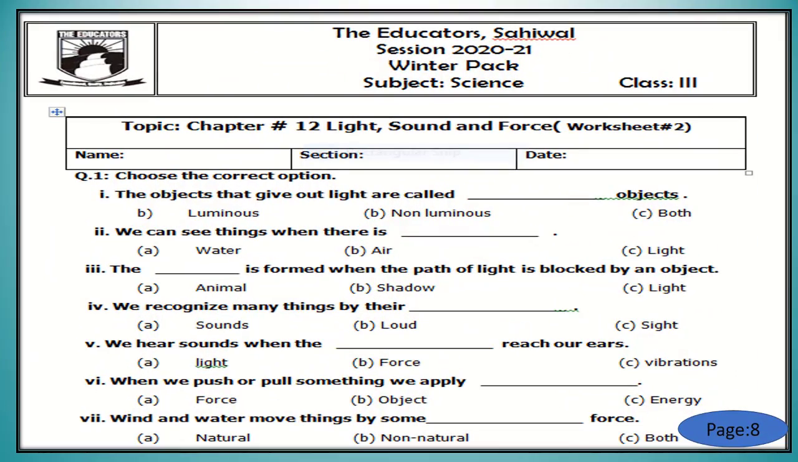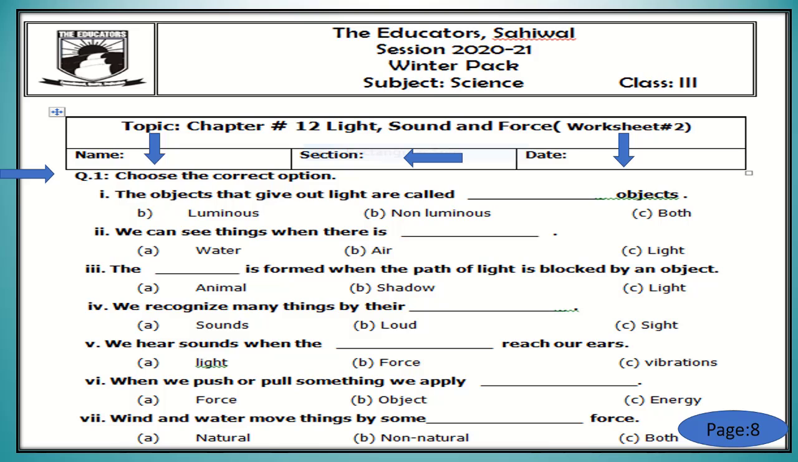Let's come to start our enrichment worksheet of the chapter. So open your science winter pack page number 8. Chapter number 12 light, sound and force. It's worksheet number 2. So first of all write down your name, section and also write down date. See the question number 1. Question number 1 is choose the correct option. So let's start. Number 1 is the objects that give out light are called dash objects.